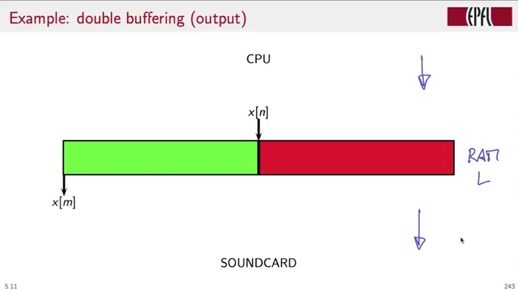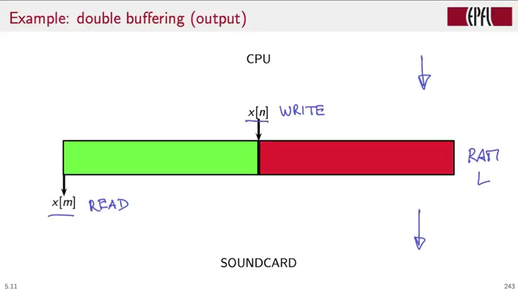There are two pointers into this buffer. There is a write pointer used by the CPU to identify the next memory location into which to write new samples. And there's a read pointer used by the sound card to identify the location from which the next sample has to be fetched. The pointers are initialized as such. We assume that the buffer has been filled with zeros, say, in the beginning, and we position the read pointer at the beginning of the buffer and the write pointer at the midpoint of the buffer. And now the dance begins.